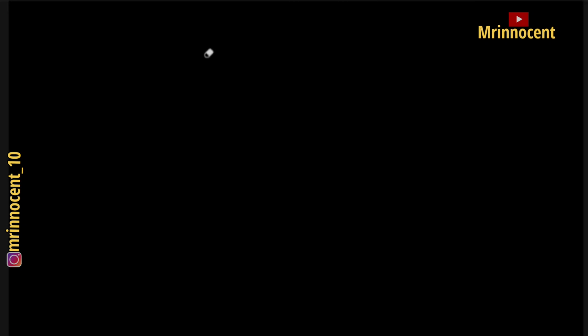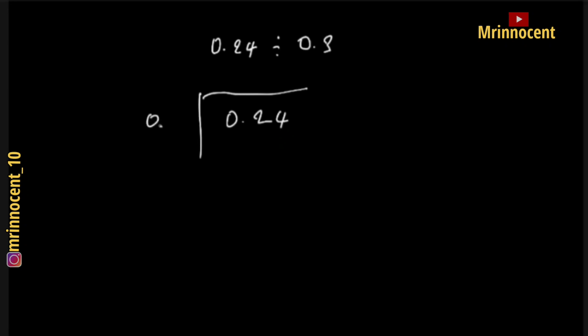Let's look at this example. You have 0.24 divided by 0.3. So 0.24 by 0.3. First of all, you need to make your divisor a whole number. So you move from left to right by multiplying by 10. Move it, multiply by 10.